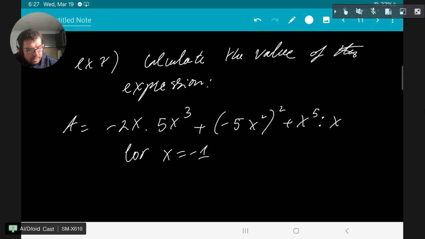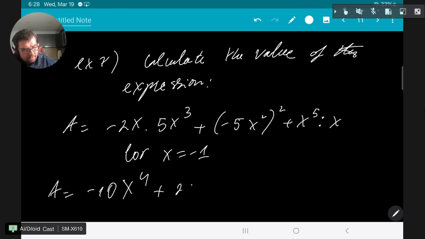Calculate the value of this expression. So again, multiply first. A equals minus 10 x to the power of 4 plus 25 x to the power of 4, plus x to the power of 4. So minus 10 plus 25 is 15, plus 1 is 16x to the power of 4.